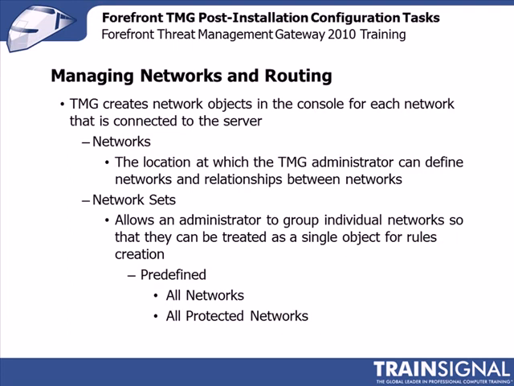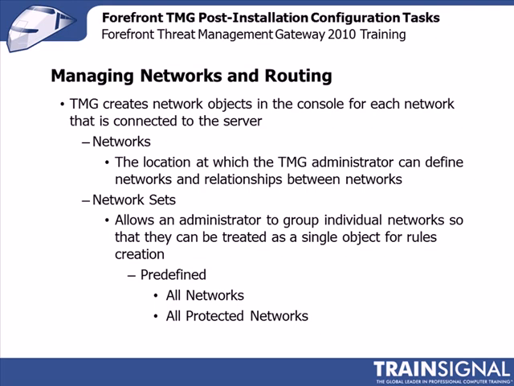The last item for discussion in this lesson is a quick discussion about networks and routing. Threat Management Gateway creates network objects in the console for each network connected to your server. And we kind of saw this a little bit when we did the wizards earlier on. When you select the network node in the Threat Management Gateway console, you're going to see a number of tabs in the work area of the screen from which you can choose. I'm going to run through what those tabs are, and then we're going to go over to the Threat Management Gateway system so you can take a look at them in the production environment.